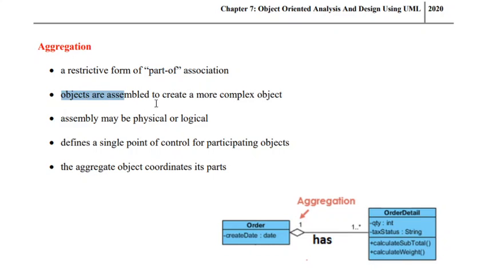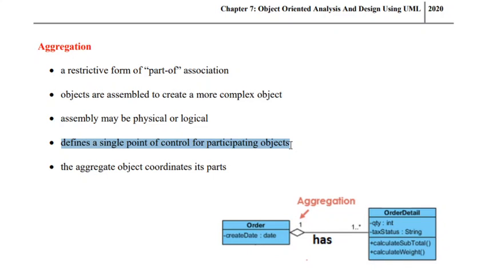So objects are assembled in order to create a more complex object. So if I say that a book is a collection of pages, the book is a complex object, whereas you can consider pages to be a very simple object, right? So it basically tries to resemble a physical or logical assembly of objects or classes. Here, if I say that a book is a collection of pages, it basically represents physical assembly of pages, right? So it can be physical or logical assembly. Now it defines a single point of control. So here, just see, using aggregation, we can define a single point of control.